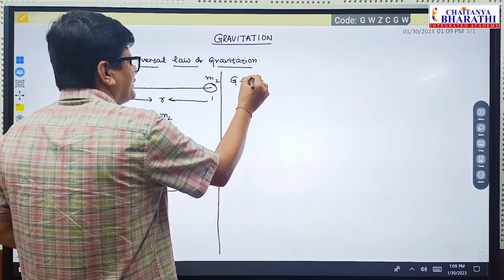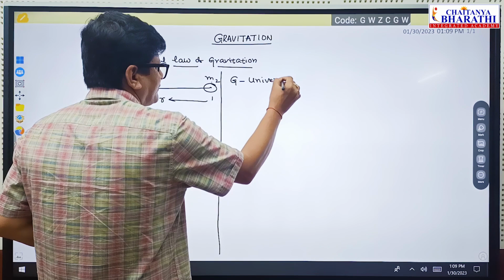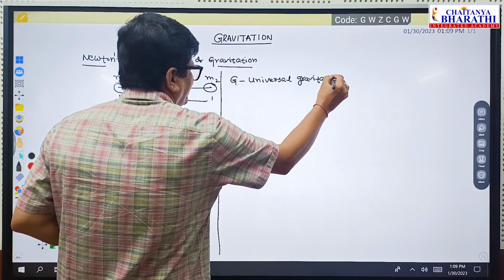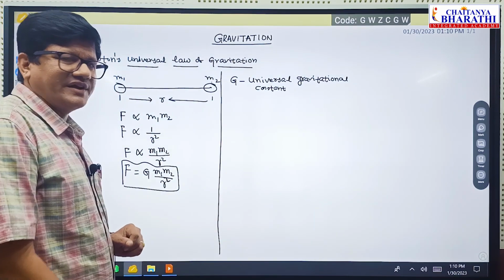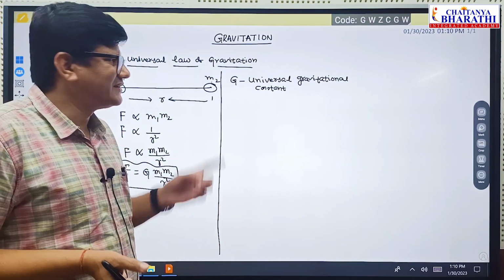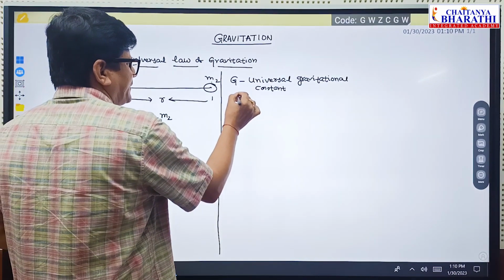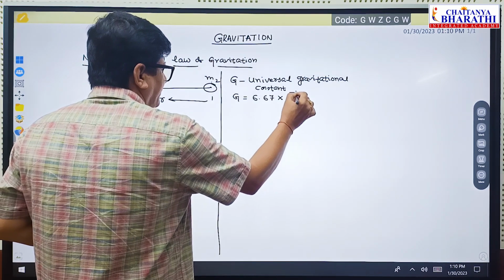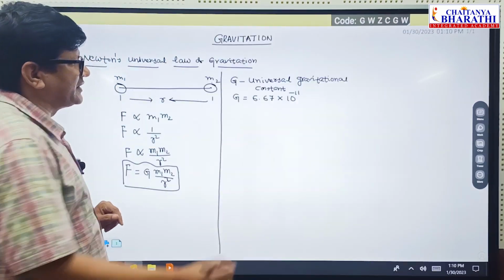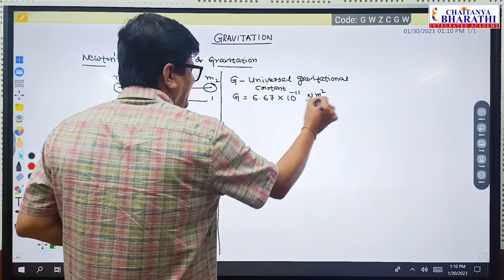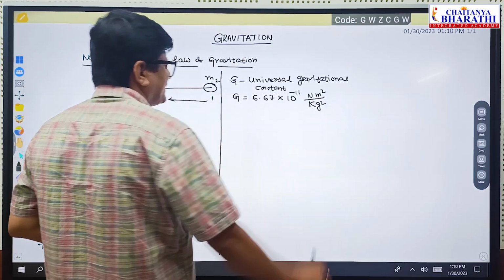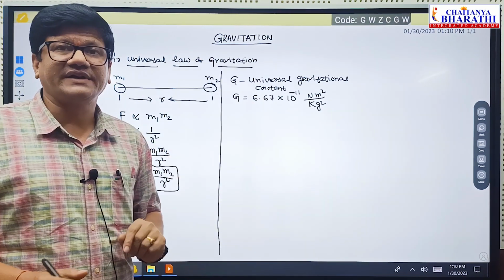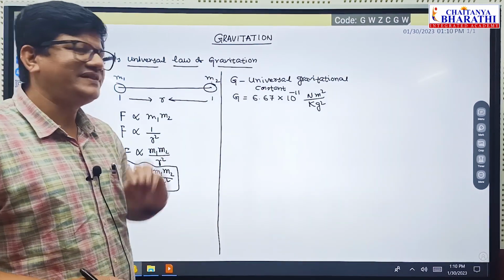So capital G is the universal gravitational constant. Means the value remains constant in the entire universe. So the value of capital G is 6.67 into 10 to the power minus 11 Newton meter square per kg square. So this value remains constant in the entire universe, that is 6.67 into 10 to the power minus 11.